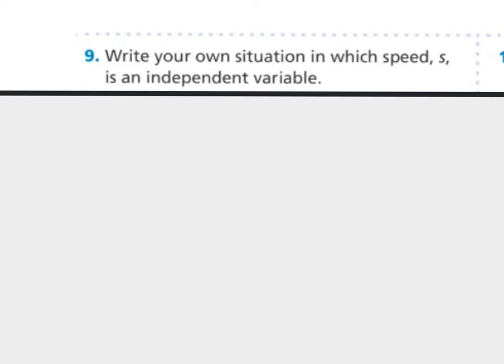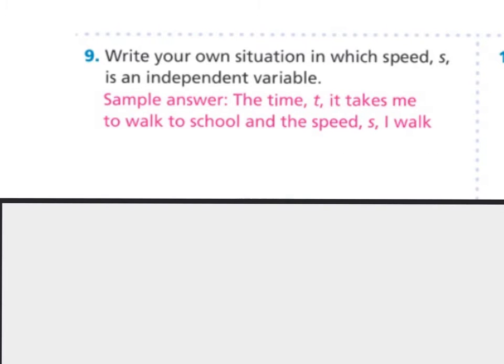Number 9 asks you to write your own situation in which the speed S is an independent variable. Lots of things you could come up with. What the book came up with as a sample would be the time it takes to walk to school and the speed I walk. How long it's going to take you to get to school depends on how fast you're walking. Makes sense. So the speed is independent. The time it's going to take is dependent.